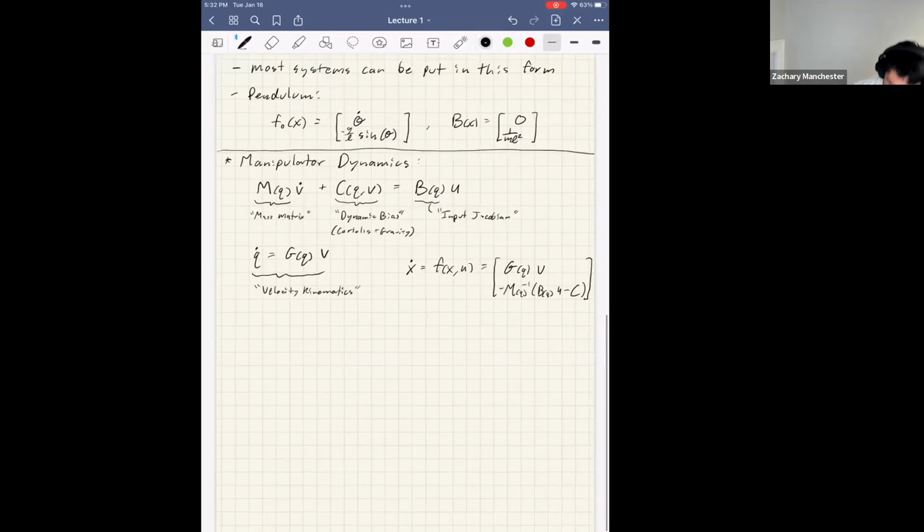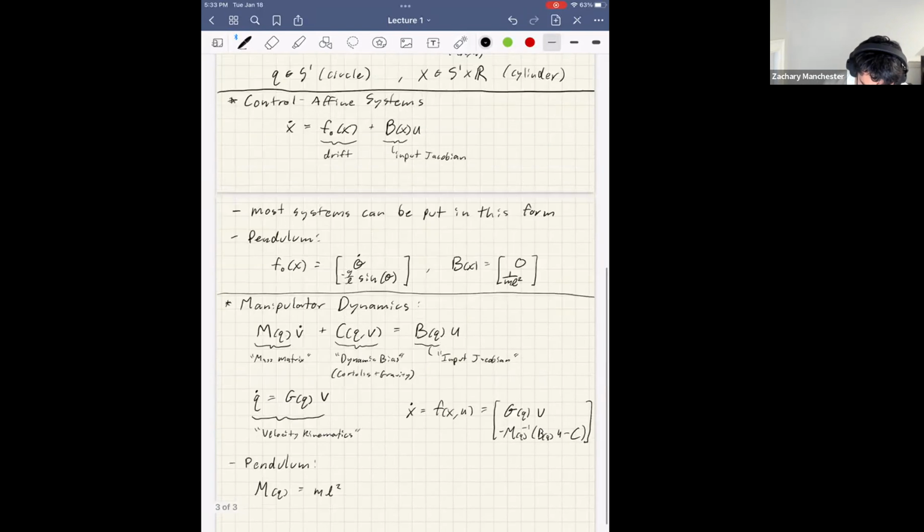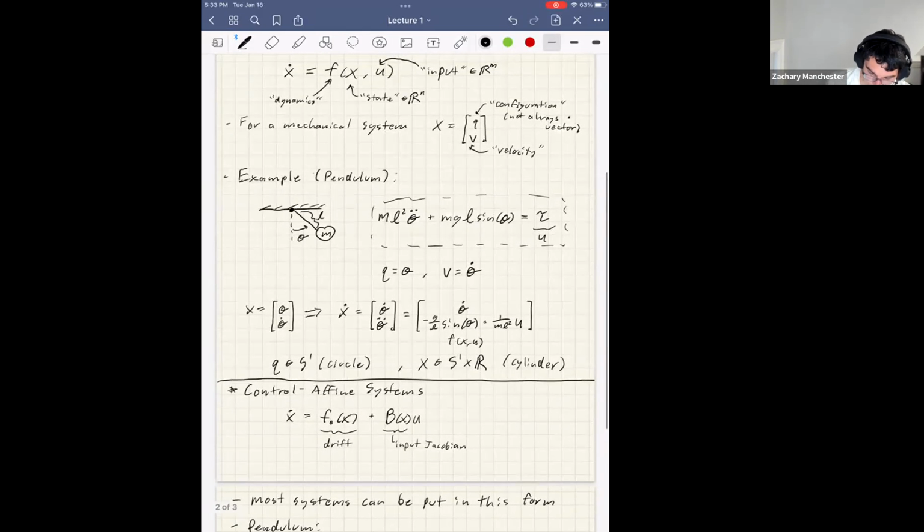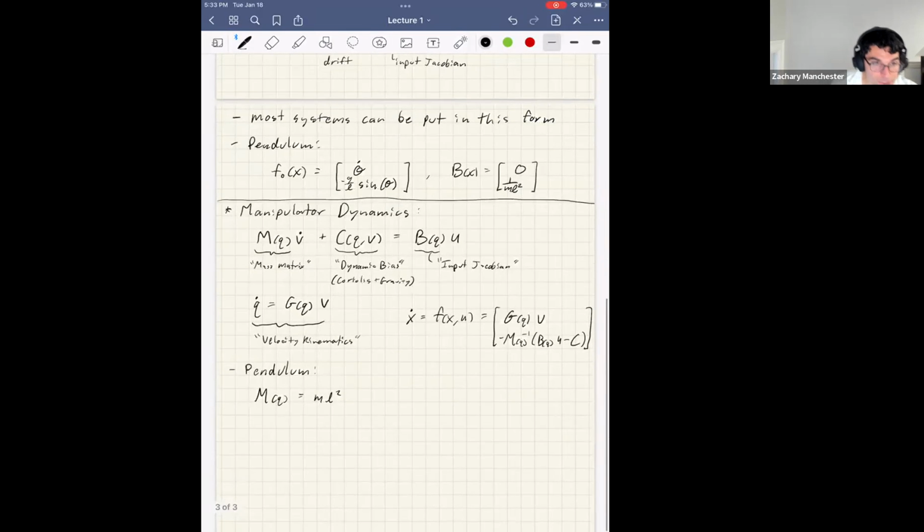Okay, so going back to our pendulum and writing it this way, you can kind of squint at the equations up above and see what these terms are. So M(q) here is just ml², and you can see this up here, right? It's the thing multiplying v dot, where our v dot here is theta double dot. So ml² is the mass matrix, or generalized inertia tensor, if you want to be fancy.